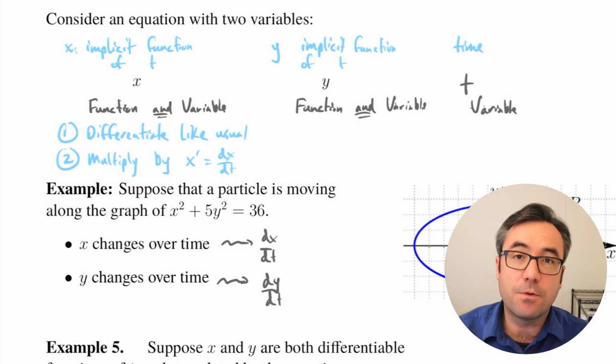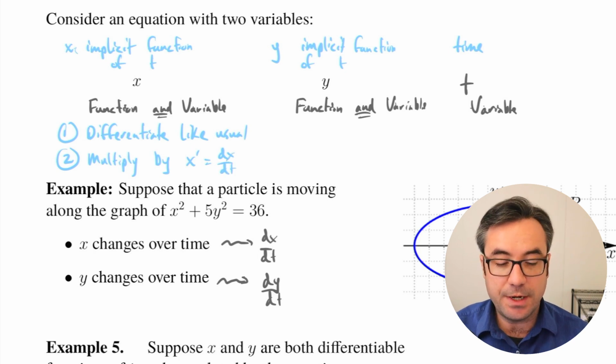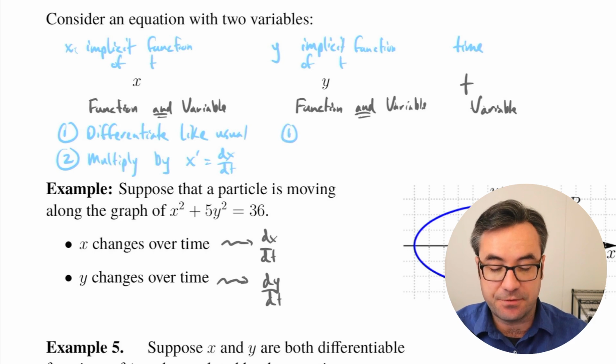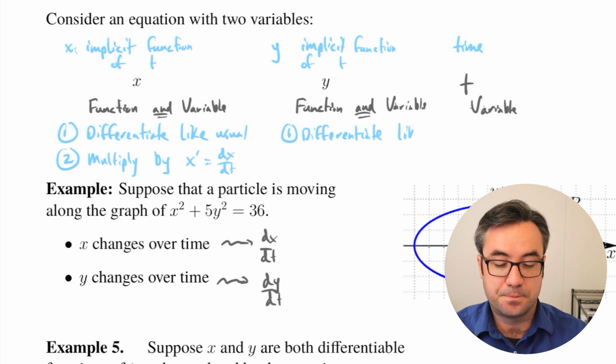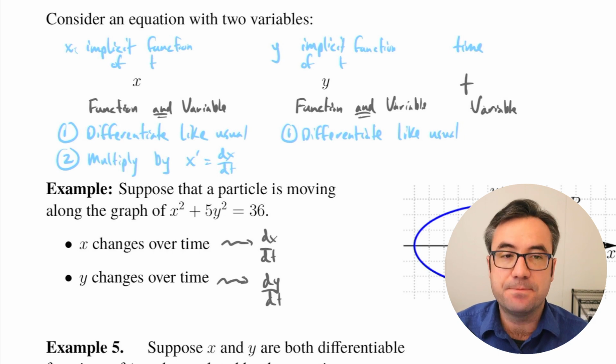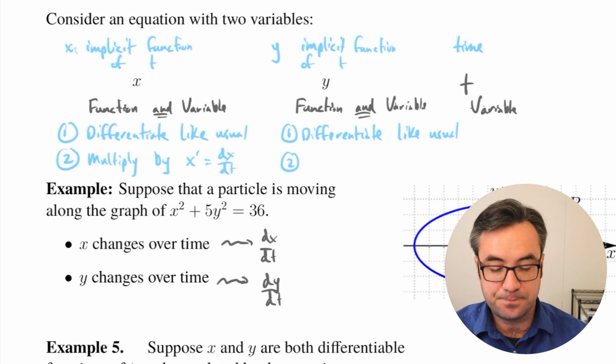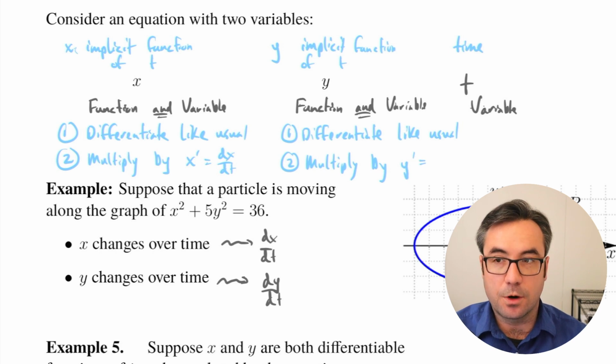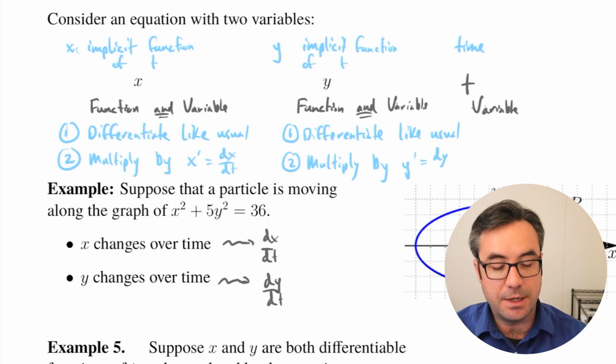And then same thing for y. We're going to be treating y as a variable, so that means differentiate the thing like usual. And then we're also treating y as a function, so that means we're going to have to multiply the result by y prime, or if we want, we could call it dy dt.